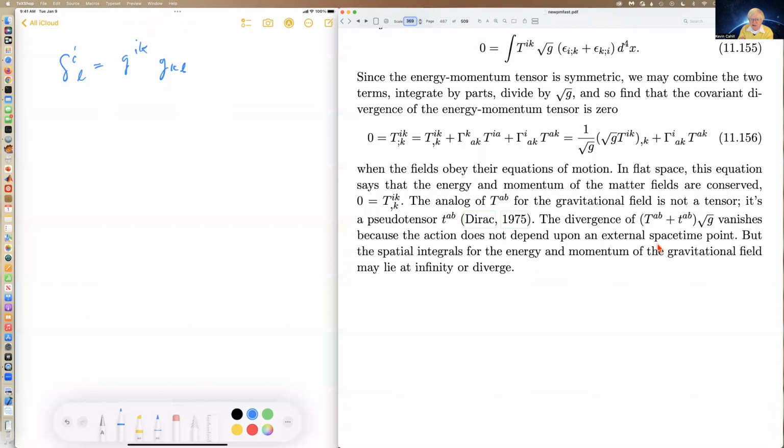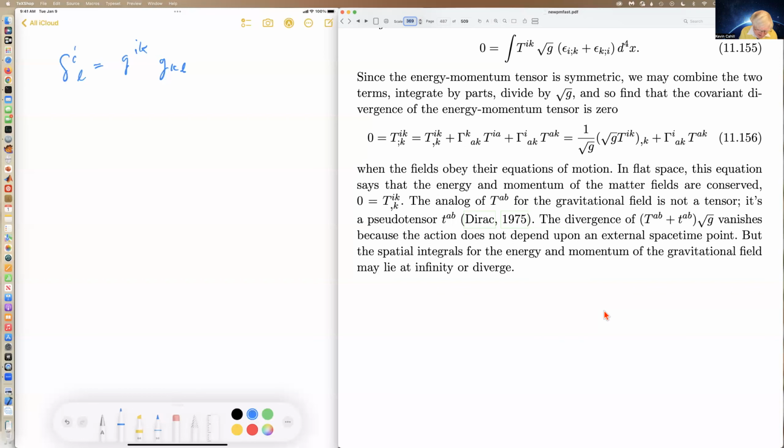The awkward aspect of this is that the analog of the energy momentum tensor for the gravitational field is not a tensor, first, that is to say, it doesn't transform simply under general coordinate transformations. And secondly, the spatial integrals of energy momentum for the gravitational field often diverge, or you do the integral and you find it's a surface term, but it's not zero.